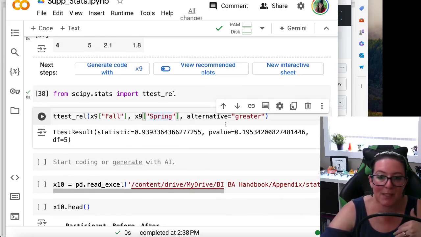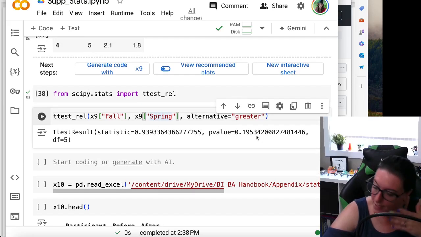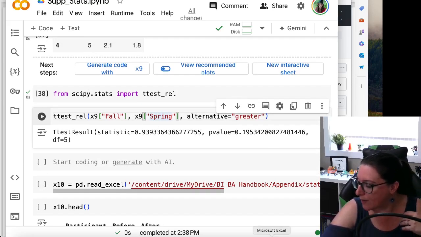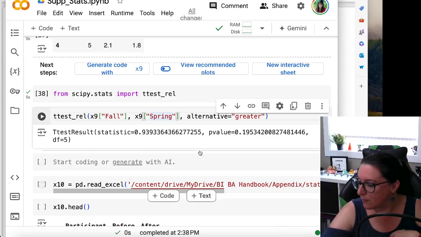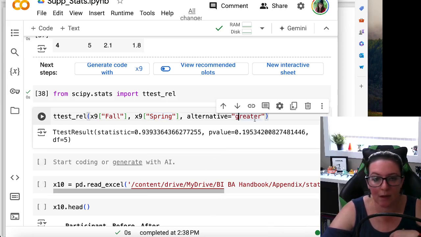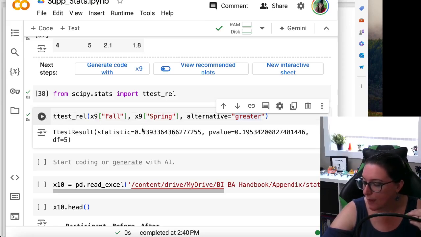And then we need to specify if it's two-tailed or one-tailed. And so let's go back to our scenario here. Average for fall minus average for spring is greater than 0, so greater than. And then we go back in. And so this one, the command is greater to get that one-tailed test.